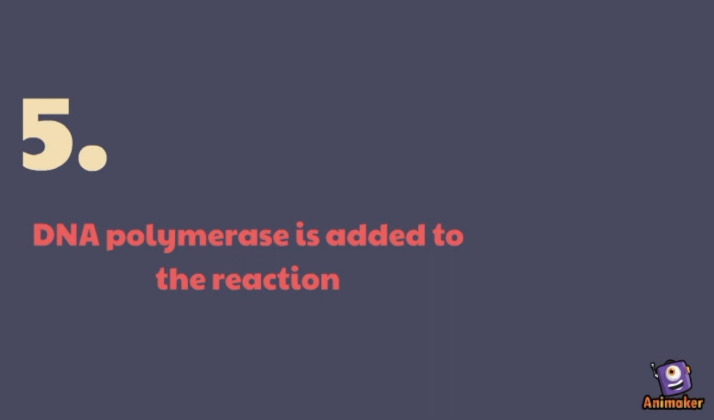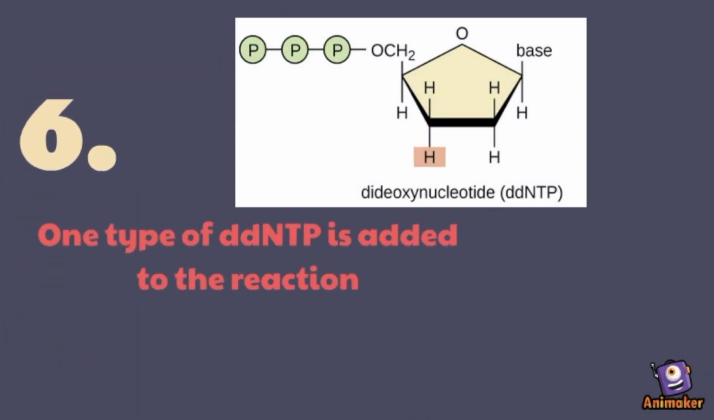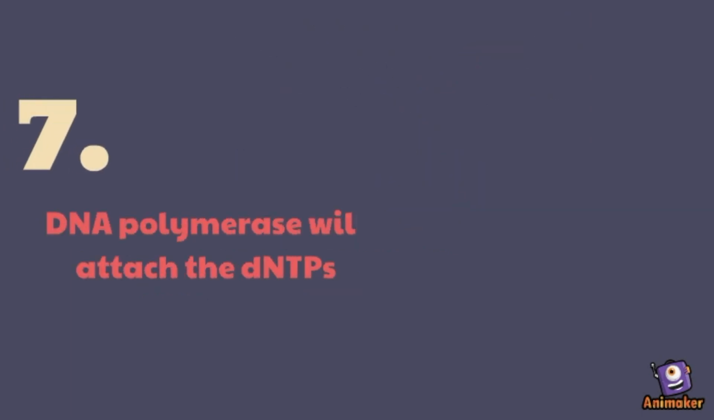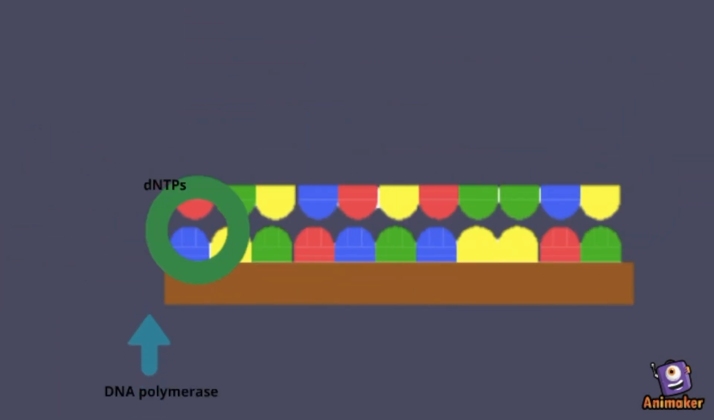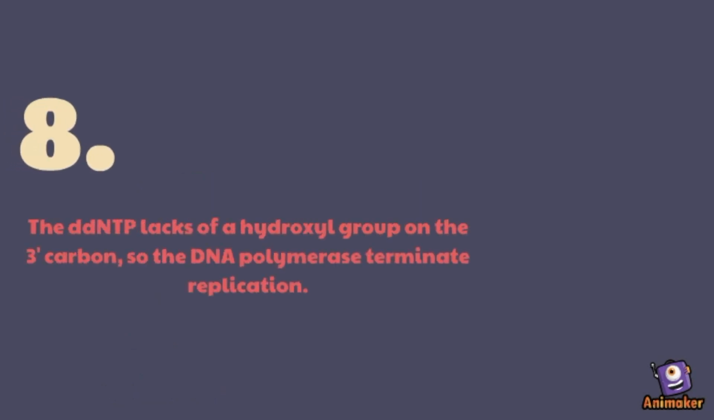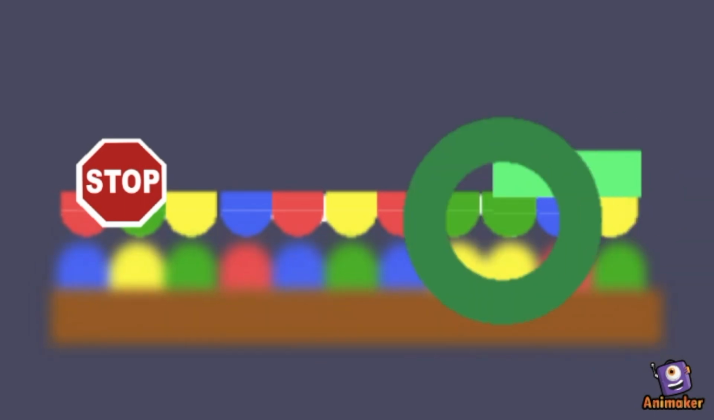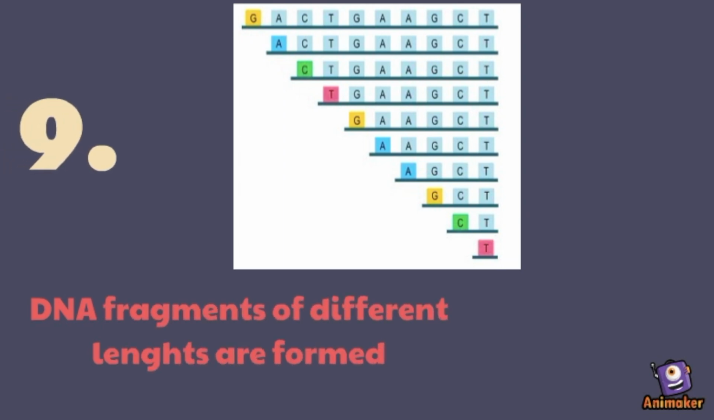When you have your primer DNA, you add a DNA polymerase. You add a dNTP that lacks a hydroxyl group in the third carbon. So in here, the DNA polymerase will attach the dNTPs. But in order to stop the DNA polymerase, the ddNTPs will achieve this goal. DNA fragments of different lengths are formed in the vessels.